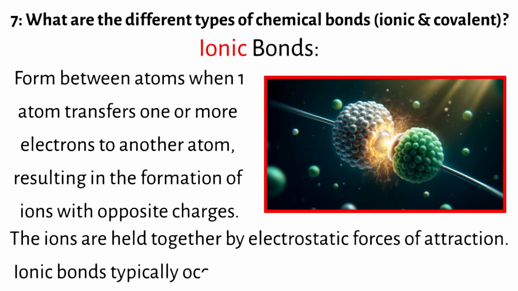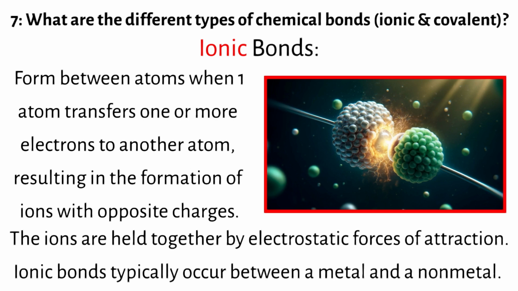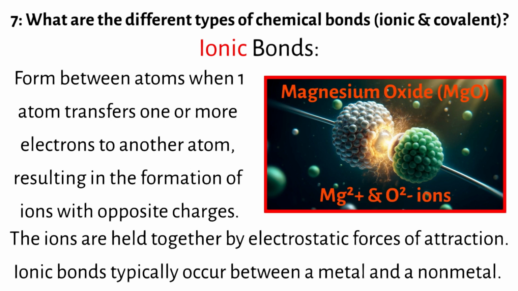Ionic bonds typically occur between a metal and a nonmetal. For example, with magnesium oxide, MgO, magnesium transfers 2 electrons to oxygen to form Mg2+ and O2- ions, which combine to form the ionic compound magnesium oxide.